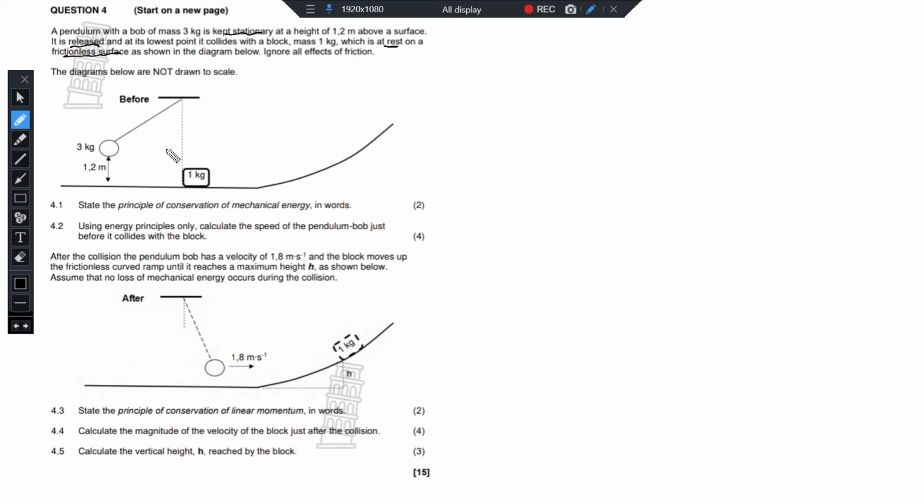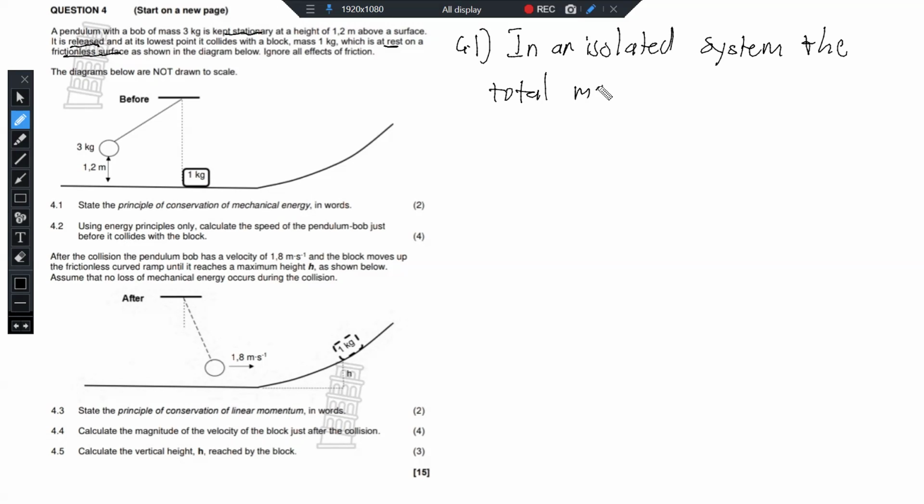There is no friction. And then 4.1 says, state the principle of conservation of mechanical energy. And then we are simply going to say, this states that in an isolated system, the total mechanical energy is conserved. Right. So that's how we have that.